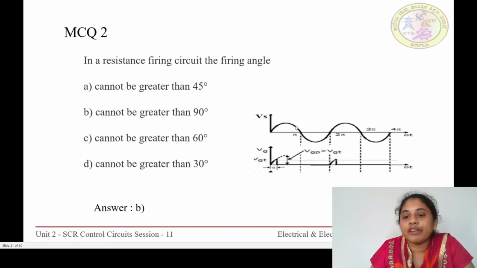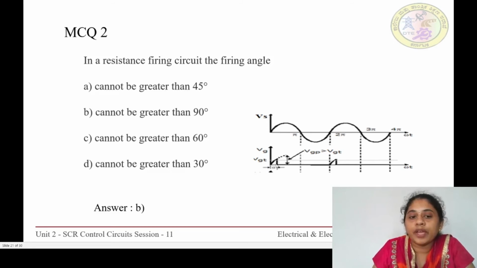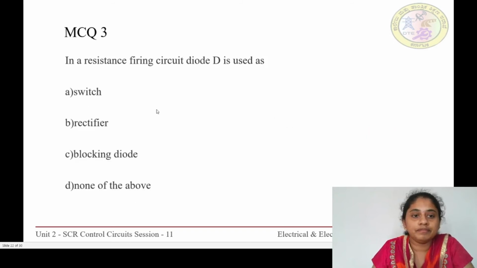Yes, you can see the waveform here. Here the supply voltage is in phase with the gate voltage. As the supply voltage is in phase with the gate voltage, the firing angle cannot be greater than 90 degrees. That is answer B.